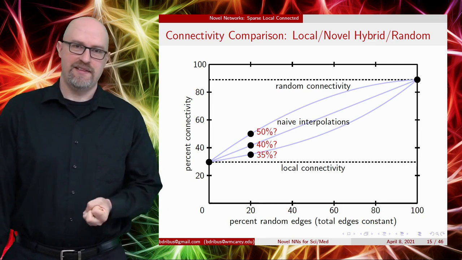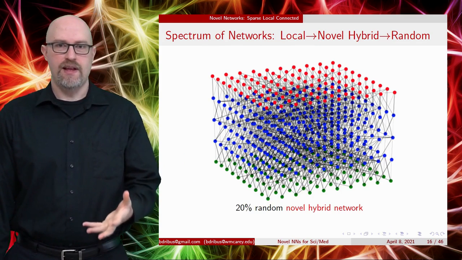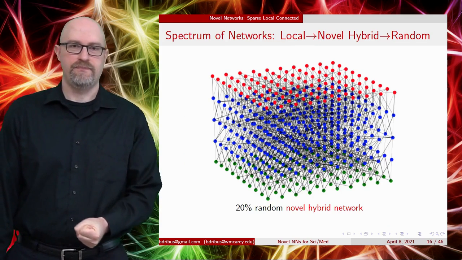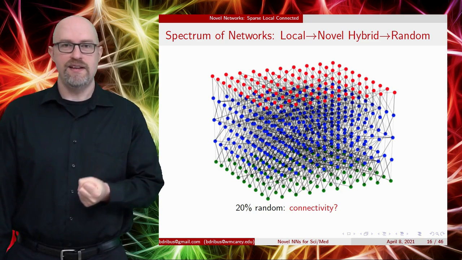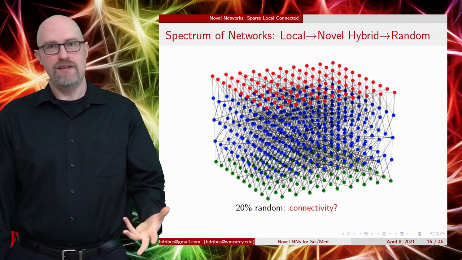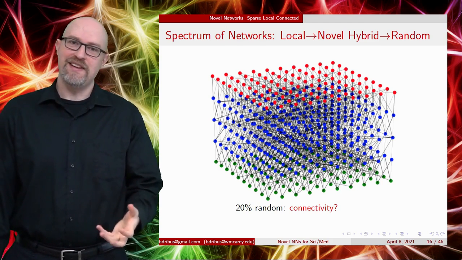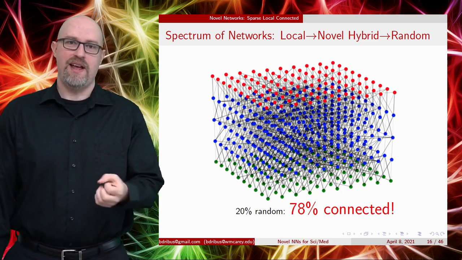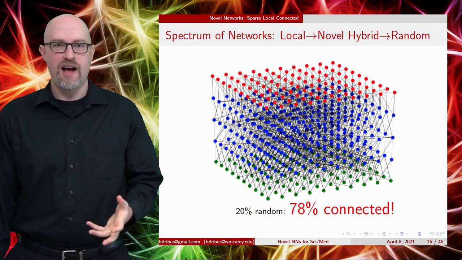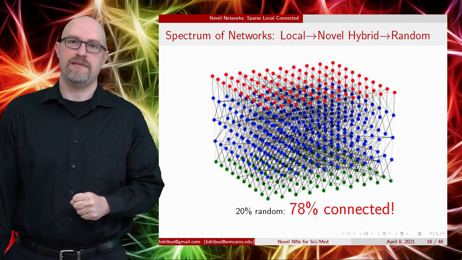Let's test this. Here's our 20% random hybrid network. What is its connectivity? This is the moment of infinite suspense. Perhaps surprisingly, the answer is 78%. This number is much higher than any of our naive guesses.